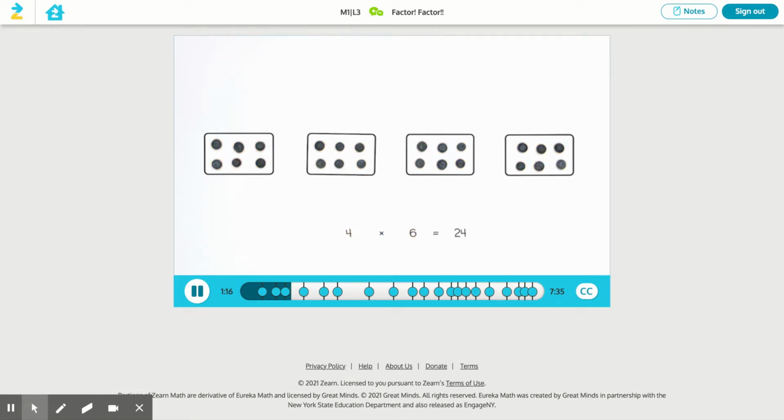These numbers are called factors. The total is the product. We multiply the factors to find the product. Let's use this multiplication equation to draw an array. Create an array that shows 4 rows with 6 blueberries in each row.